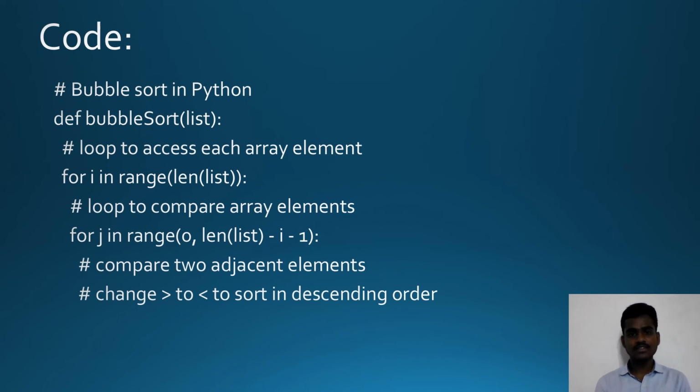Let us discuss the code in Python for bubble sort. First, define bubble_sort of list. Let's write a for loop to access each array element, that is, for i in range of length of list. Loop to compare array elements: for j in range of 0 to length of list minus i minus 1. Compare two adjacent elements; change greater than to less than to sort in descending order.